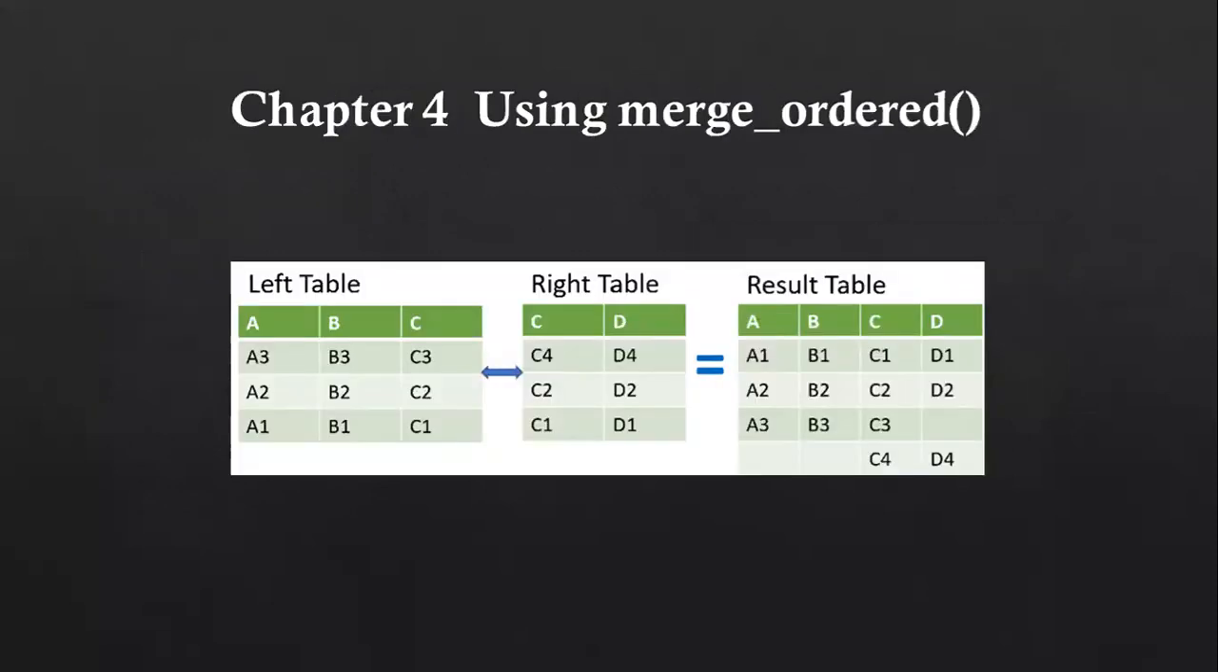Chapter 4, there is using merge_ordered. In this picture, there is a left table and a right table, and after they merge, there is a result table as shown.